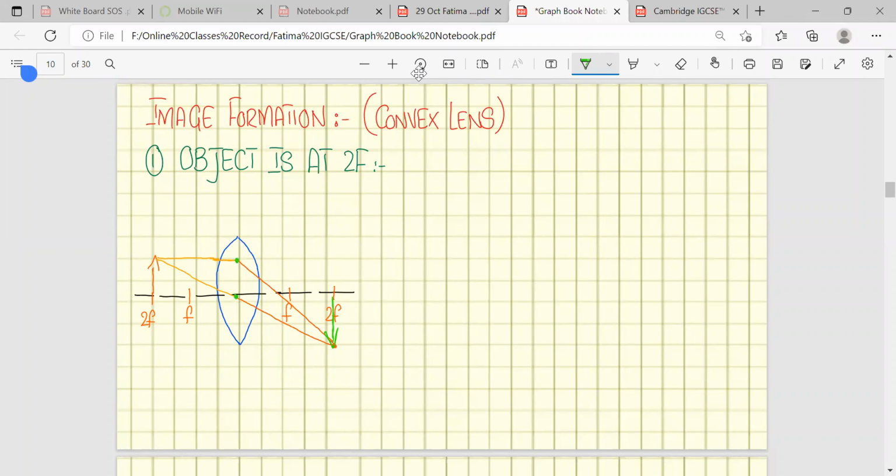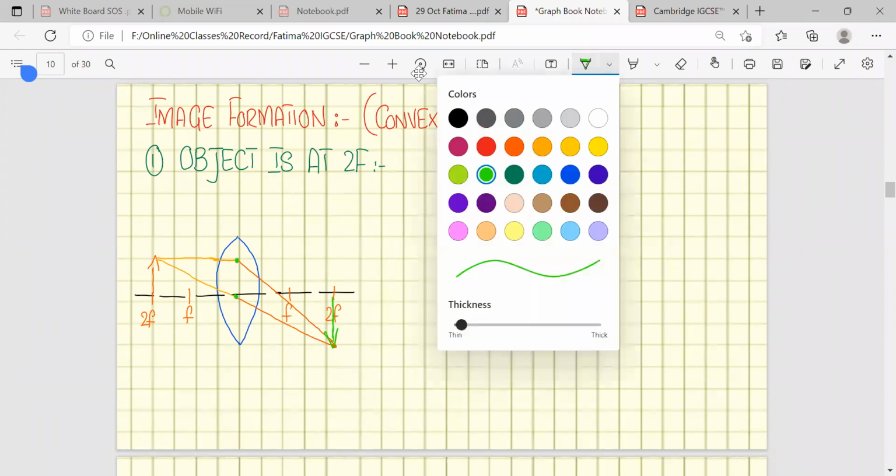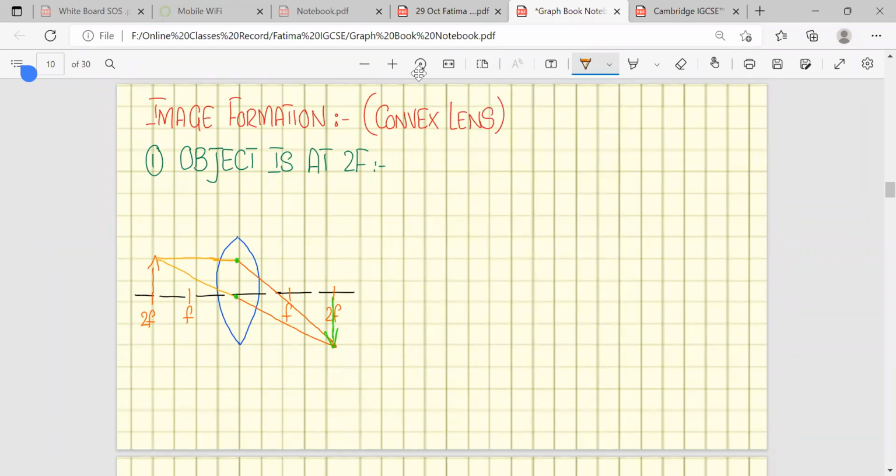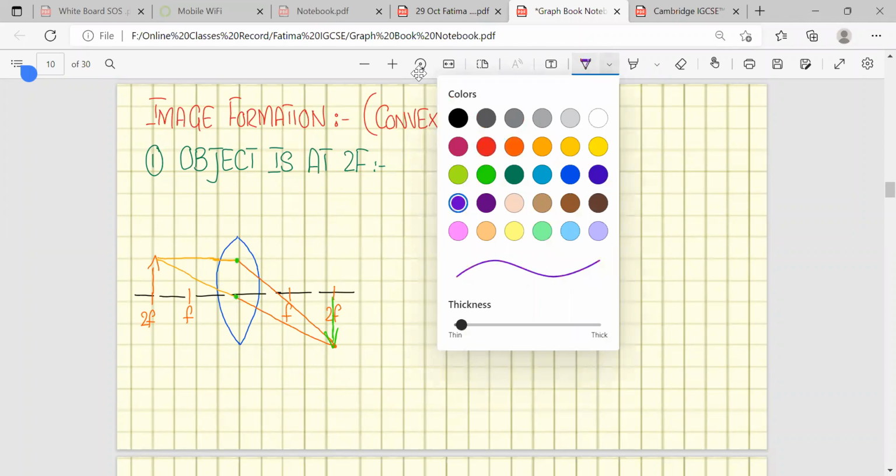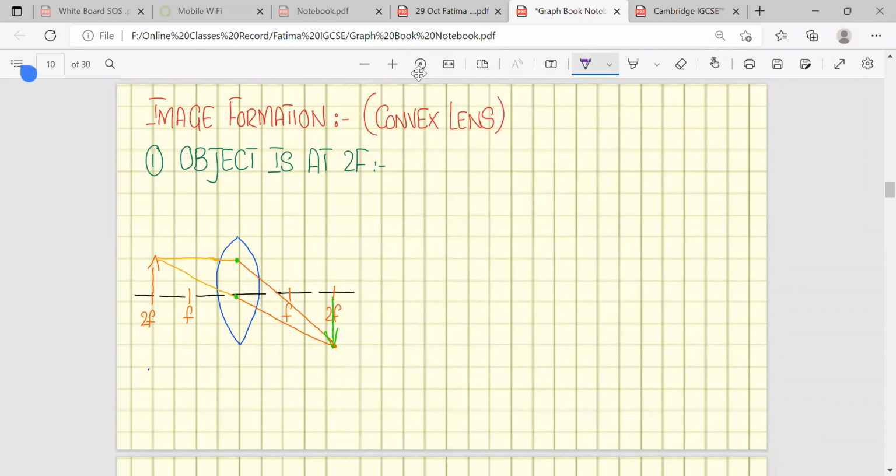And if we discuss the nature of the image in this situation, what will be the nature of this image? The image is real. First point, the image is real in nature. And what about the second point for the nature of the image? Inverted.